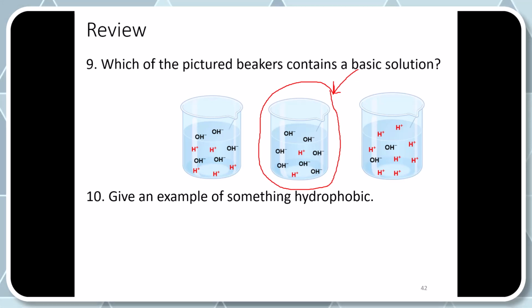This first beaker here, it's got an equal amount of hydrogens and OHs, so this one's neutral. And then that last beaker, this one has more hydrogens than OHs, so this one is acidic.